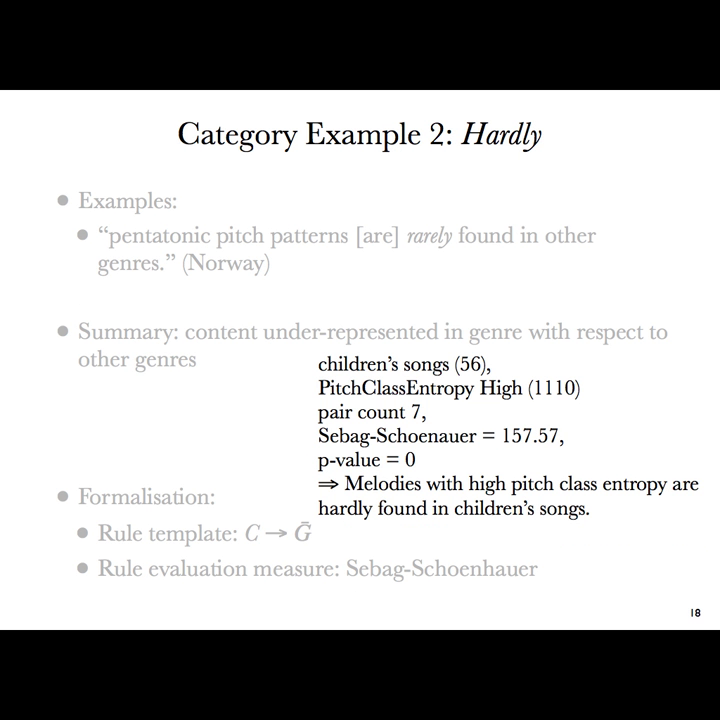And here's another example to do with the Hardley category. 56 children's songs, as over 1,000 things where the pitch class entropy is high. The pair count for that is very low. We make that measure of how low that is. Again, we convert that to a p-value. It's very, very low. It's so low you can't see the number of significant figures. And so we can draw a conclusion from that. Again, we consider that to be the sort of thing that we ought to report as being interesting. Melodies with high pitch class entropy are hardly found in children's songs.